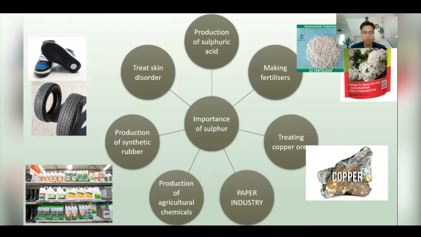Sulfur is also used in the production of agricultural chemicals and synthetic rubber. As you can see in the slide, there is a shoe sole and a tire, both synthetic rubber, and sulfur is used in the production of both. Finally, sulfur is also used in treating skin disorders, for example acne, scabies, or redness on your skin. Sulfur is used as an ointment to treat these skin disorders.